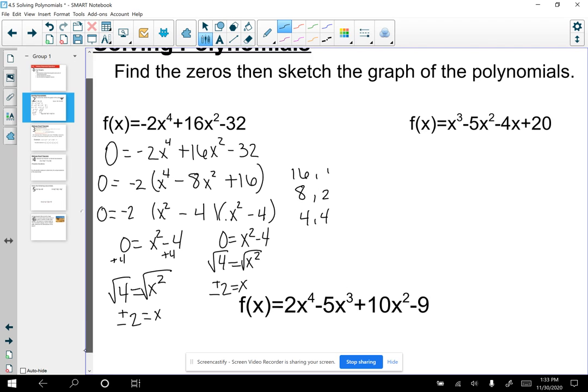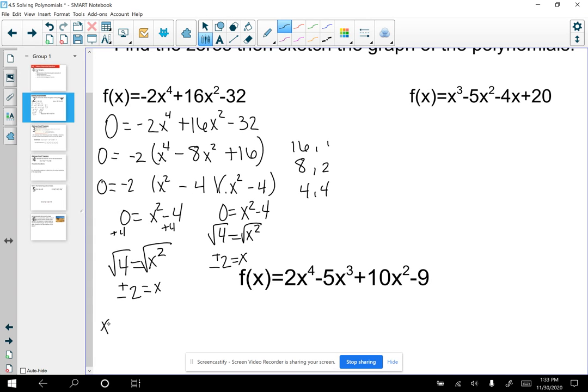So what are my zeros here? Well, I have x equals 2 and -2 from this. And then from here, I get 2 and -2. So I have a repeated 0 at 2 and a repeated 0 at -2.